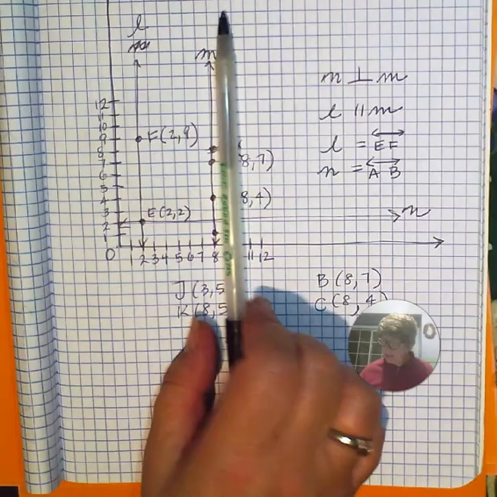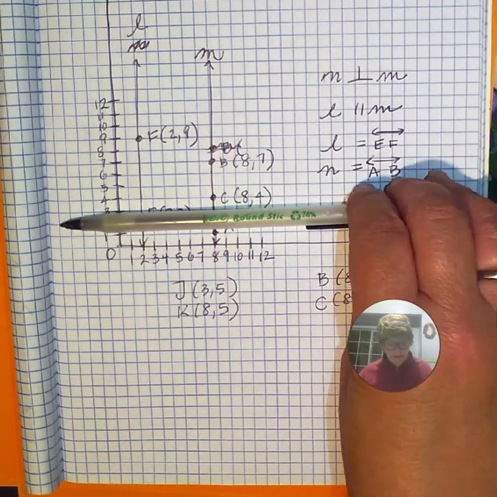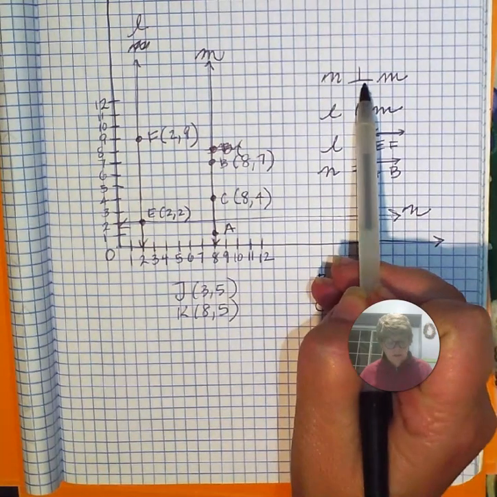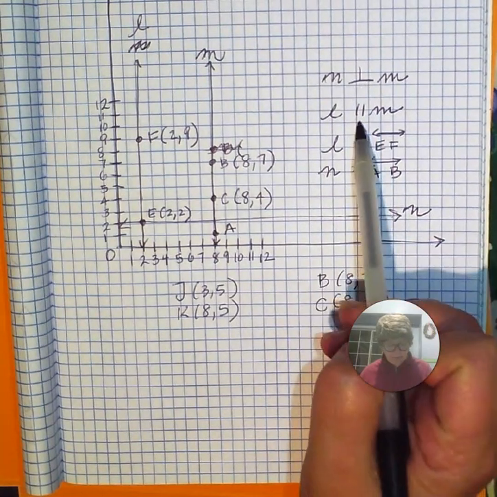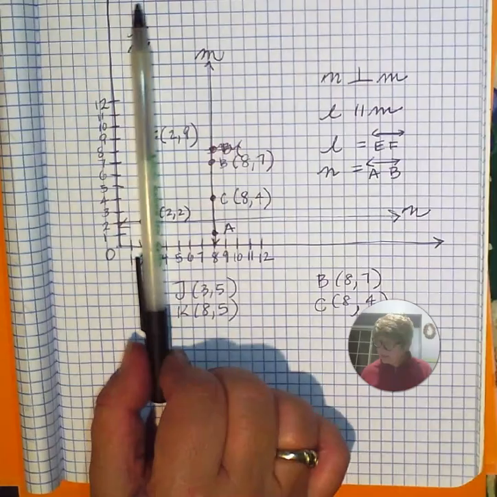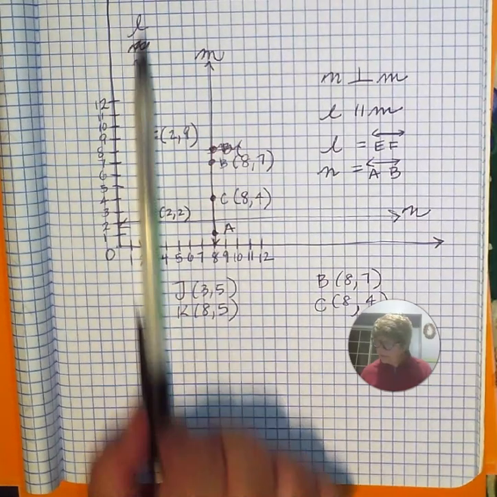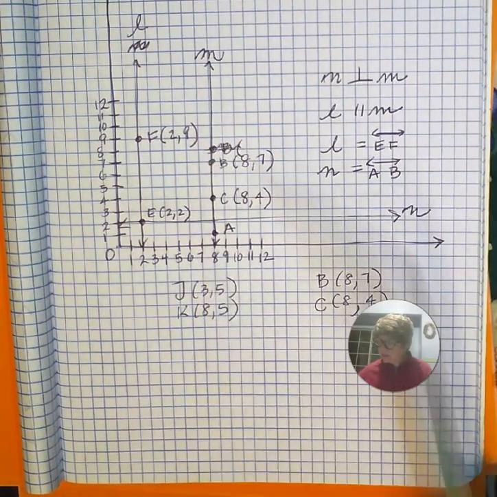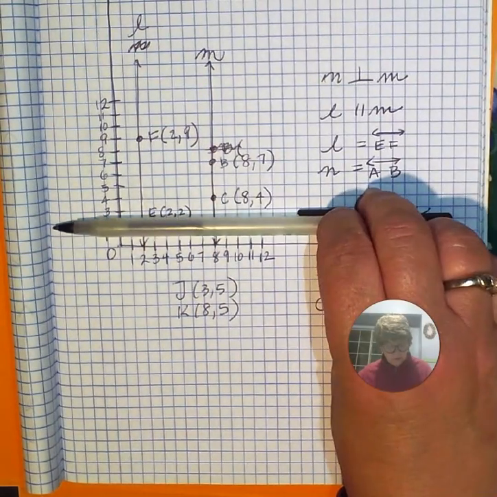M and N are forming a right angle. So they would have this right angle sign. This is the sign for perpendicular. And L and N as well. And then, of course, L and M are both perpendicular to the x-axis, and N is perpendicular to the y-axis.